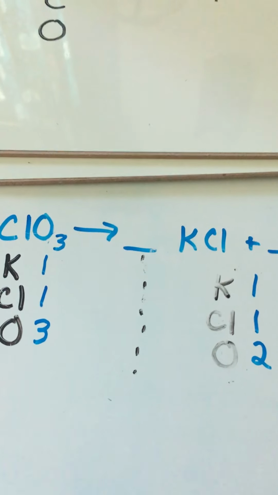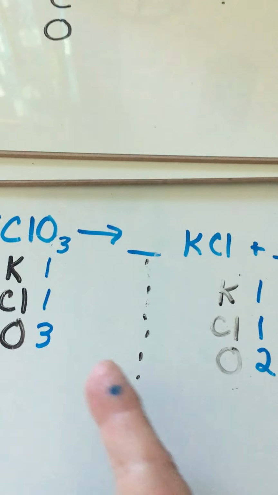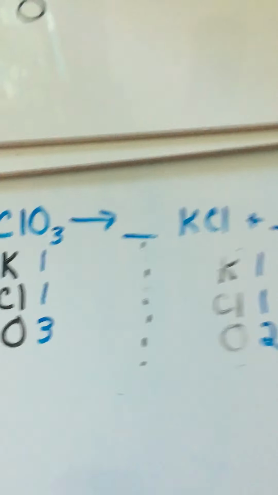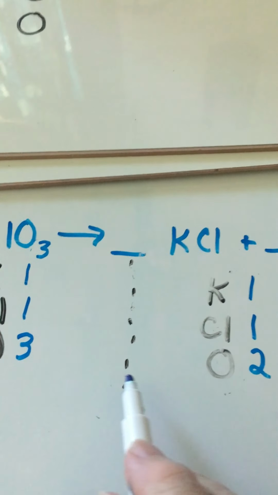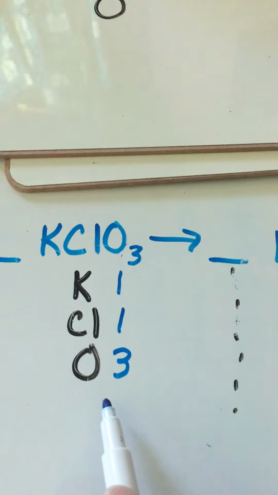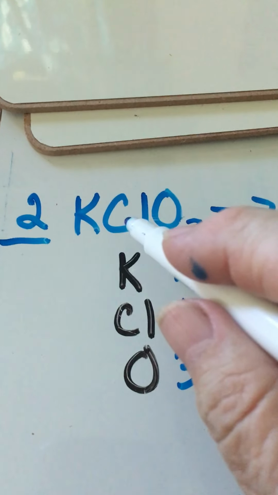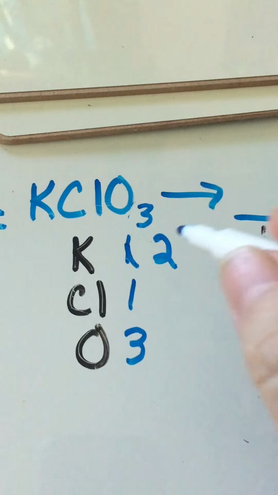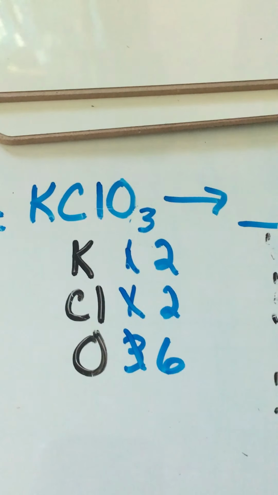Well, I know that 3 and 2 are multiples of 6. So I can multiply this side by a 2 and this side by a 3, and hopefully I will balance. So let's start by multiplying this 3 by a 2. Now I have to recount everything that 2 is in front of. So now I have 2 Ks, 2 Cls, and 6 oxygens.